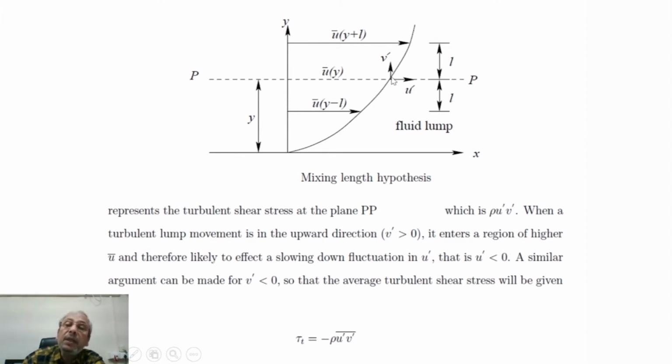Let me repeat again. When v' is in the upward direction, it will reach the immediate next layer where u bar has higher velocity than this dotted line location. So the v fluctuation is going from a level where u bar is less than the upper layer. So the effect on the upper layer will basically be u' in the negative direction.